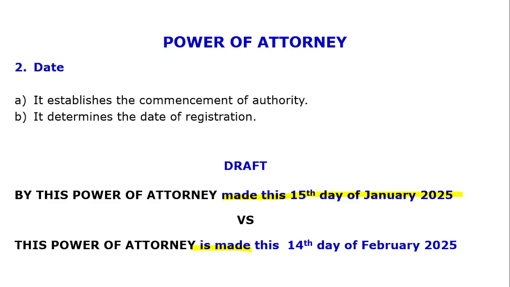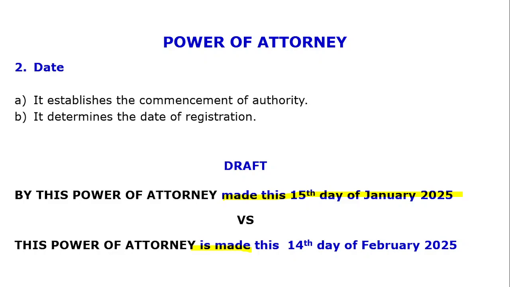But if it will not include a reciter clause, then it will be by this power of attorney made this 15th day of January 2025. Or if it will include a reciter, this power of attorney is made this 14th day of February 2025.